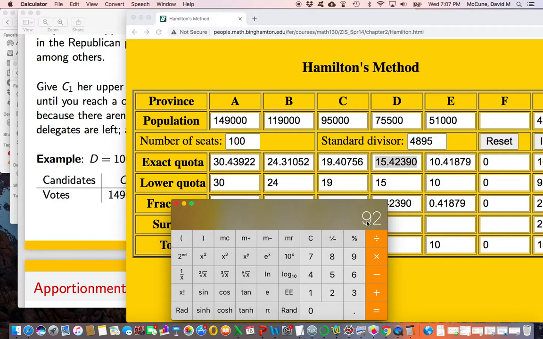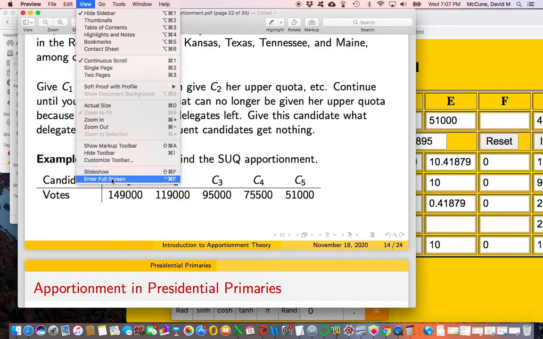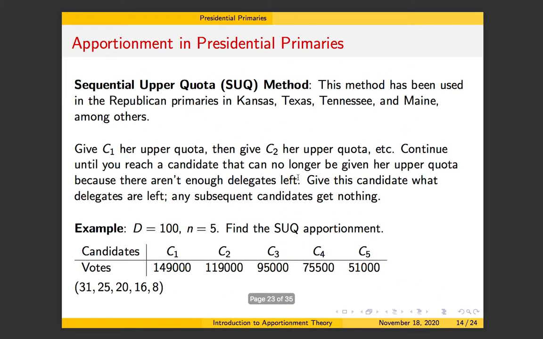And now look, there's only 8 delegates left. So even though you might want to round candidate E up to 11, you cannot because there's not enough left. So you give candidate E 11 delegates. I'm sorry, you give candidate E 8 delegates. So here's what that apportionment looks like.